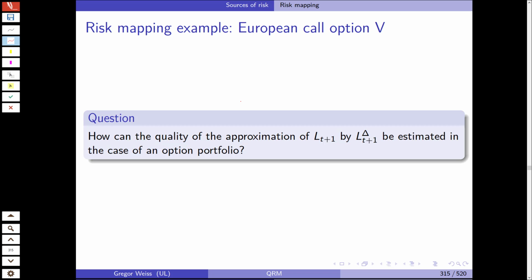Now, how can the quality of the approximation of the true financial losses by the linearized losses be estimated in the case of an option portfolio? That's a question. Any idea? How can you evaluate, or how would you see the quality of this approximation?